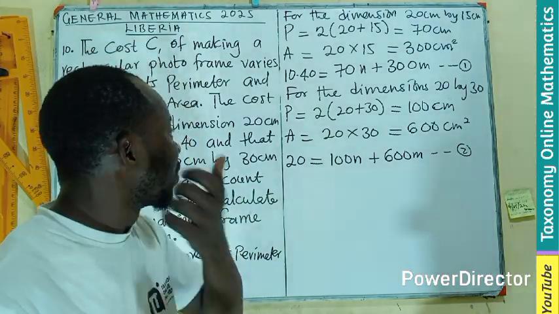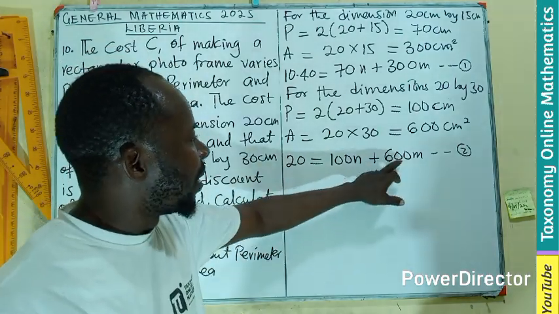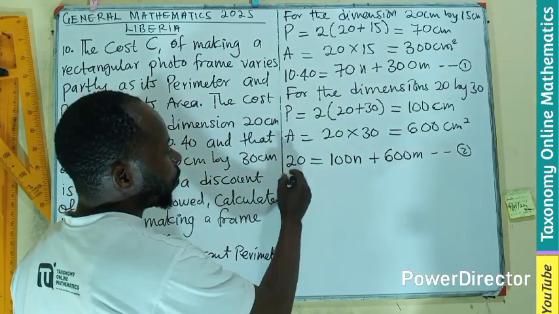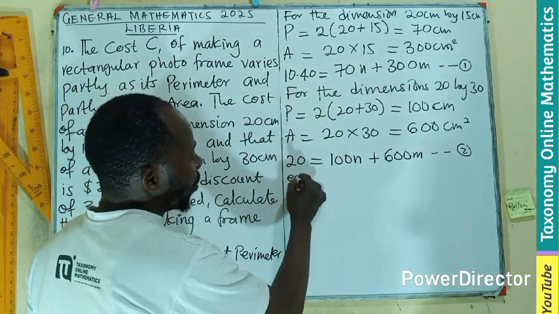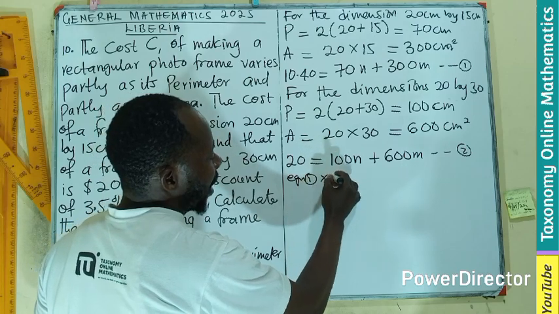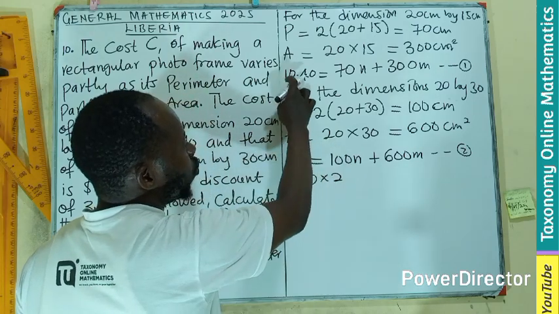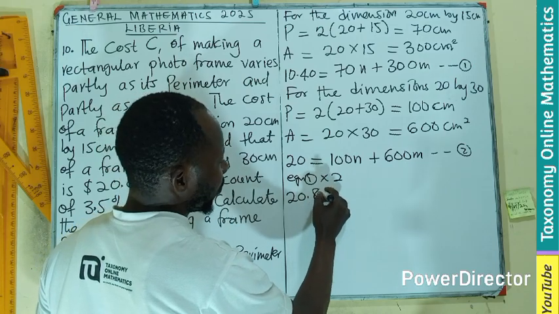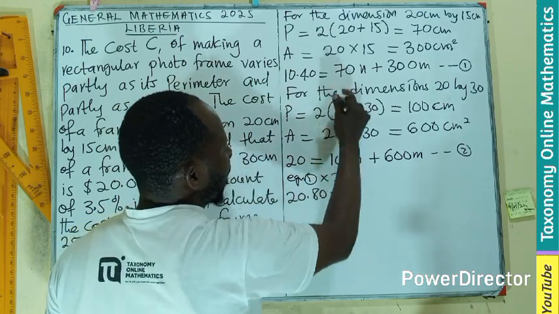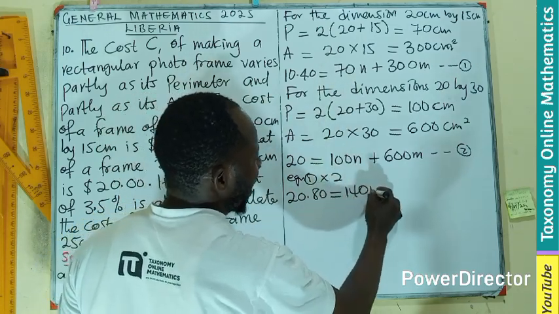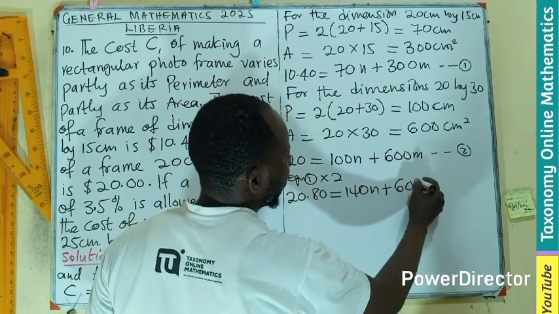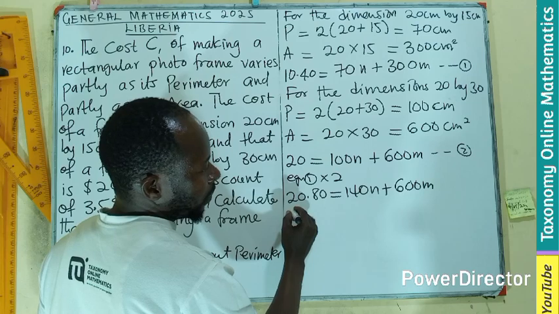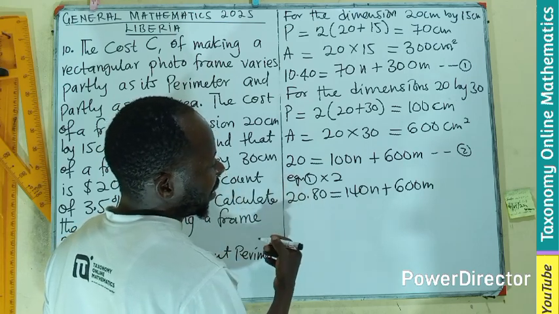So we need to solve these two equations simultaneously. I would prefer to use elimination. I can easily eliminate the M if I multiply equation 1 by 2. Meaning 2 times this will give you 20.80, and 2 times this will give you 140N plus 600M. Then I just subtract.